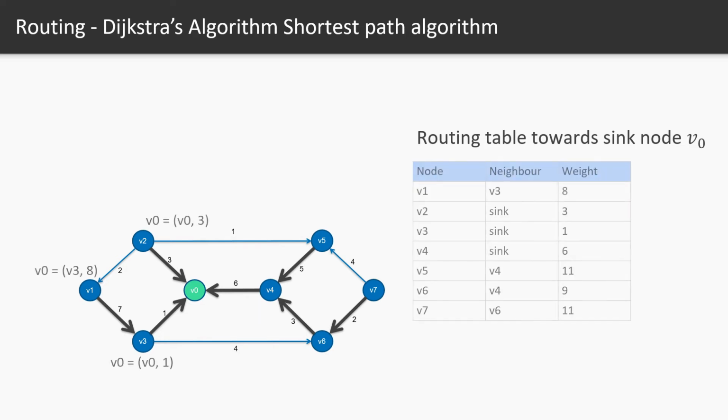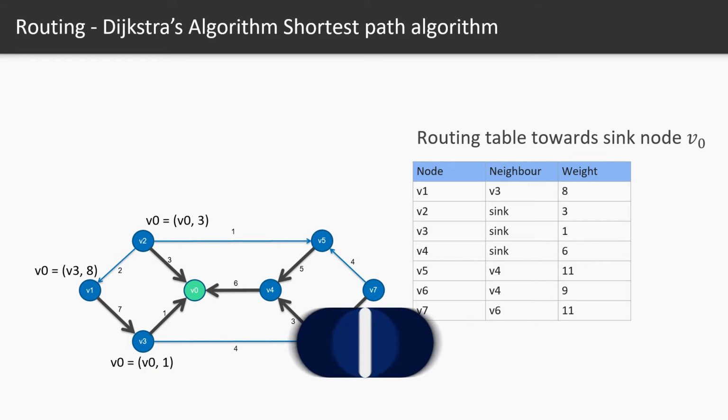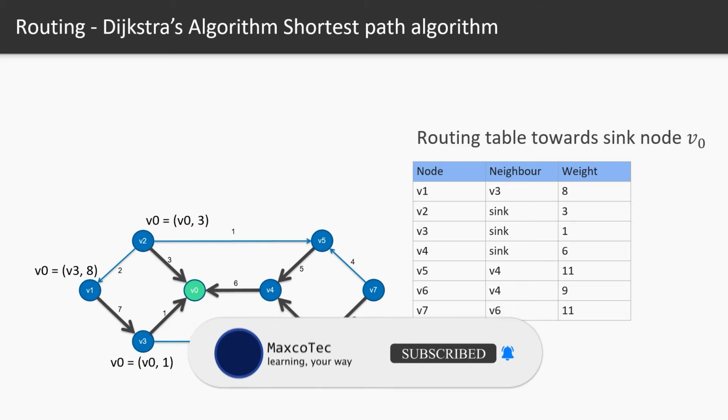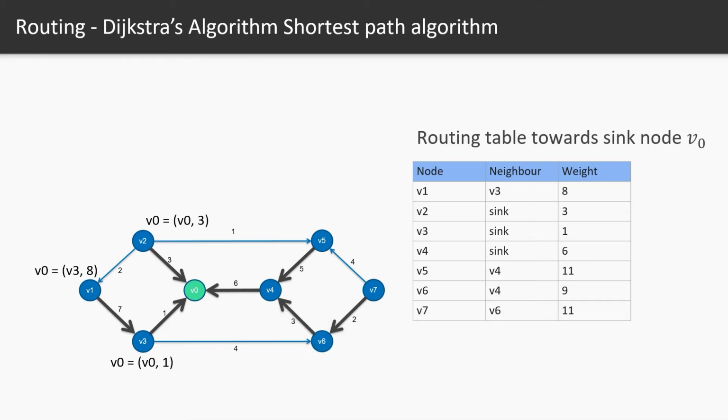The routing table is shown on the right for all other nodes directing towards V0. I have constructed the shortest paths with the bold black arrowed lines in the same way as we did in section 2, the last video. All these entries in the table on the right are showing the shortest routes from the given node to the V0 node, which is our sink node.